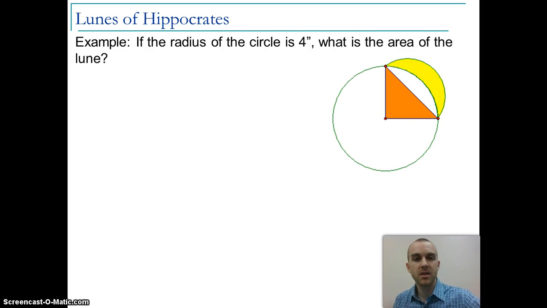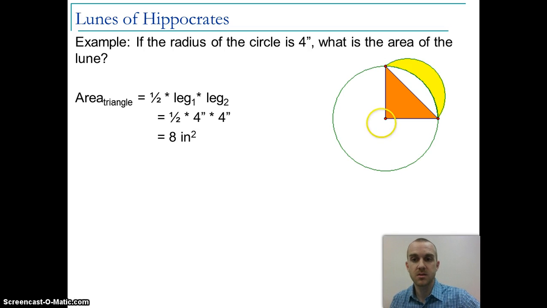So say I know that the radius of the circle is 4 inches, and I want to know the area of the lune. Well, if I want to find the area of the triangle, which is equal to the area of the lune, I do 1/2 one leg times the other leg, because it's a right triangle. Well, I know each leg, because they're each a radius, would be 4 inches. So 4 times 4 divided by 2 is 8 square inches. So in this case, I know that the area of the lune would also be 8 square inches.